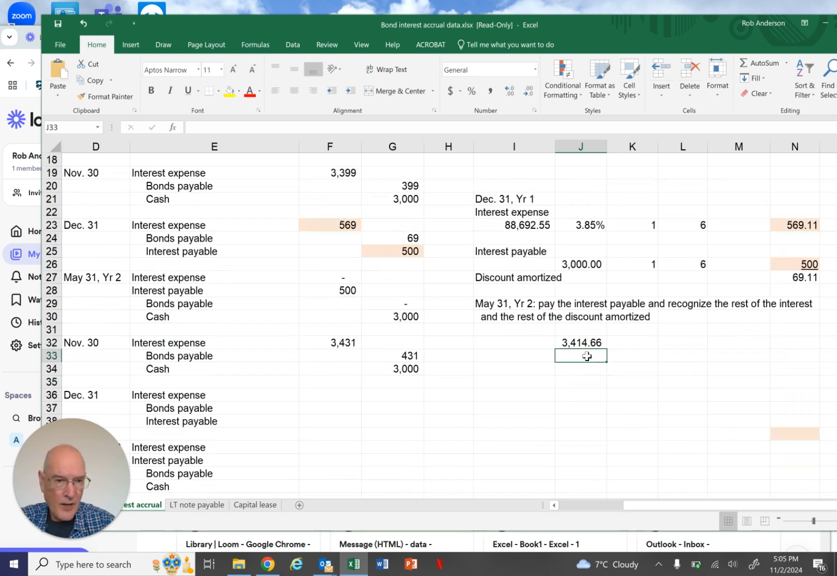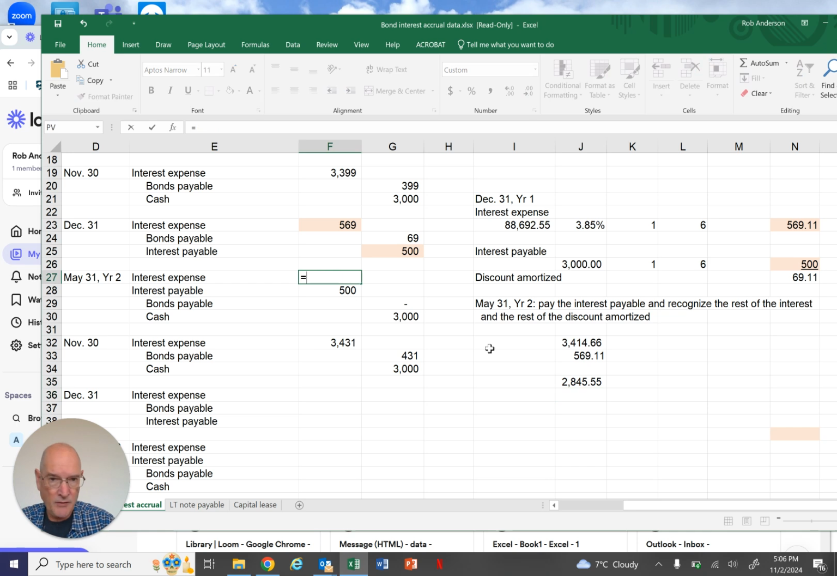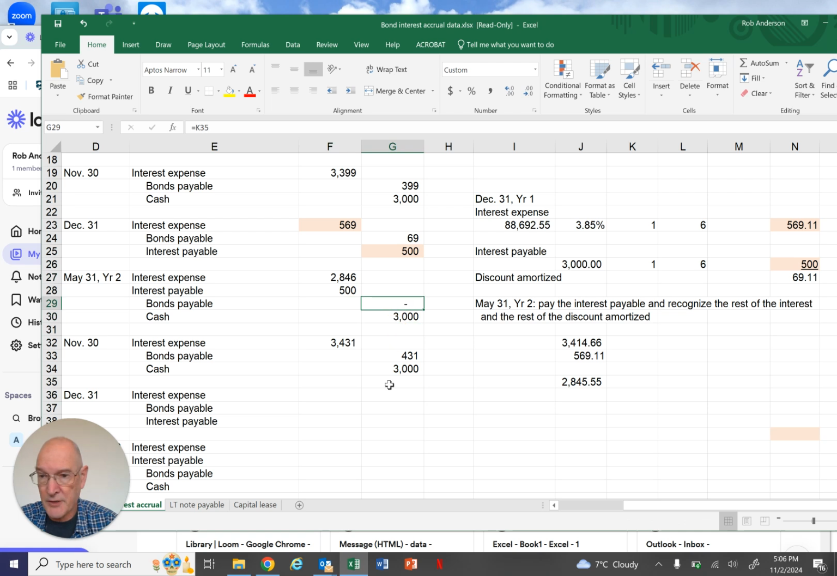Now, we already recognized $569.11. So what we need to do is recognize the other 5 months worth. So let's figure out what that is. There, it's $2,845.55. So our interest expense for just the 5 months is this number here. Now, if we were really confident, we could add these two numbers, subtract 3,000, and get our bonds payable credit.